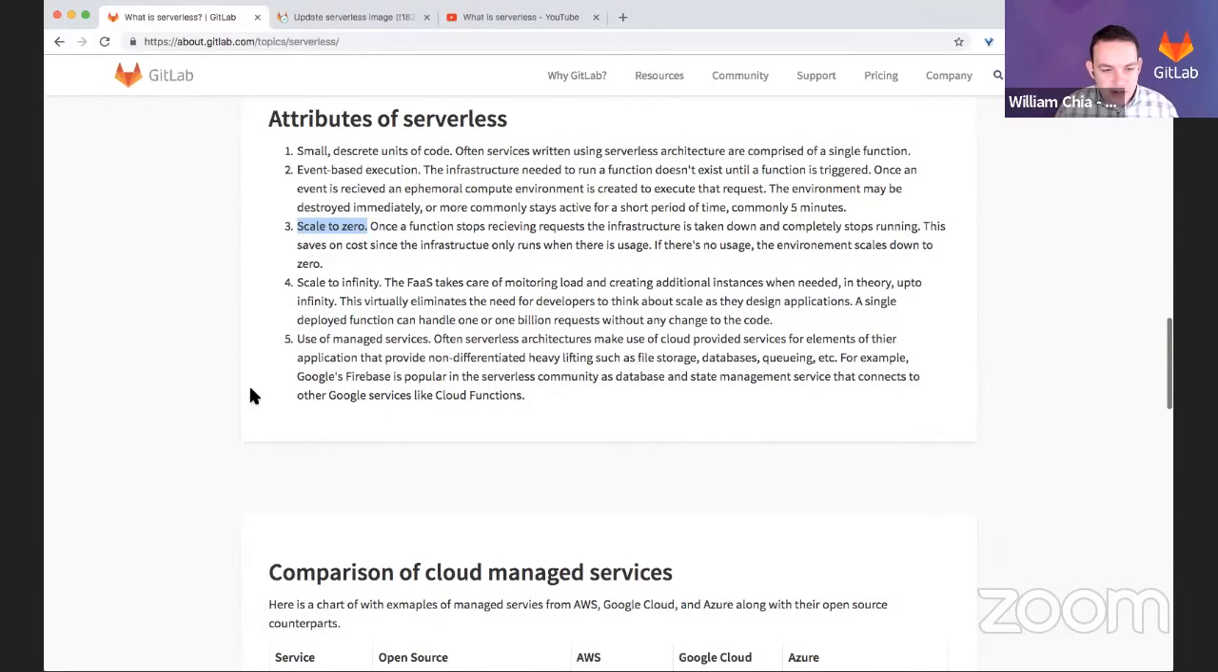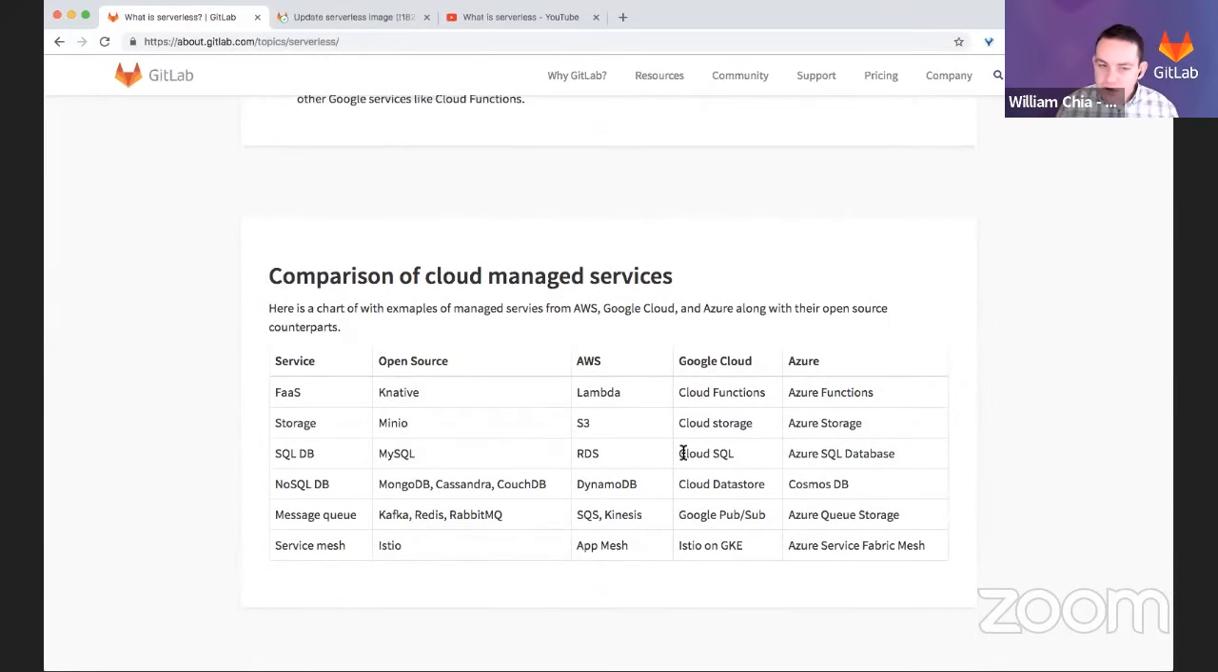And then use of managed services. So I've added a little chart to the page. The one I'm not super comfortable with is I've called Knative here a FaaS. It isn't really. Knative is open source software, sponsored by Google, but IBM, Red Hat, and others contributed. We leverage it inside of GitLab serverless. And so Knative provides primitives that would allow you to build your own FaaS. So it's not quite a FaaS in and of itself, whereas Lambda, Cloud Functions, and Azure Functions are.